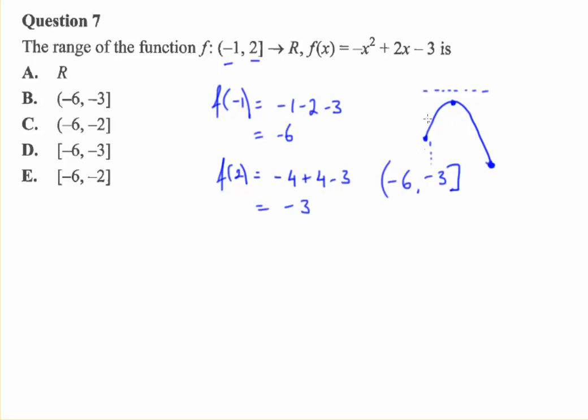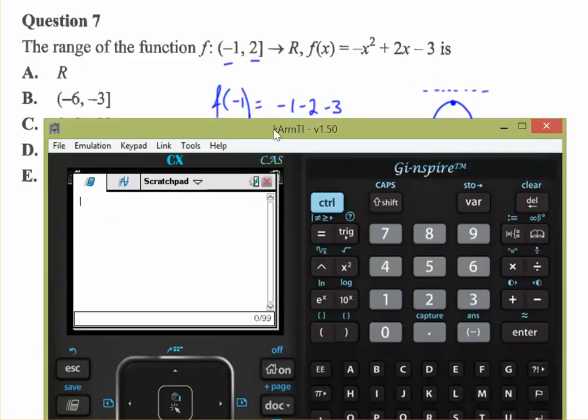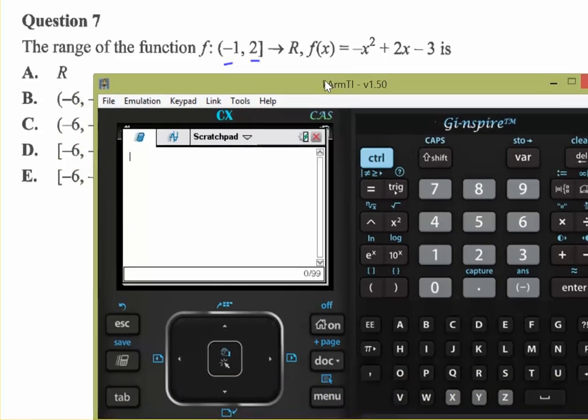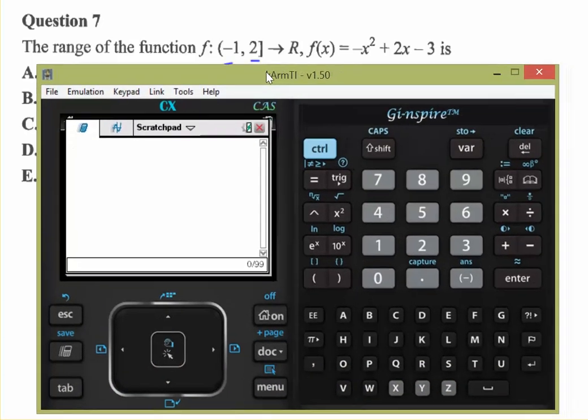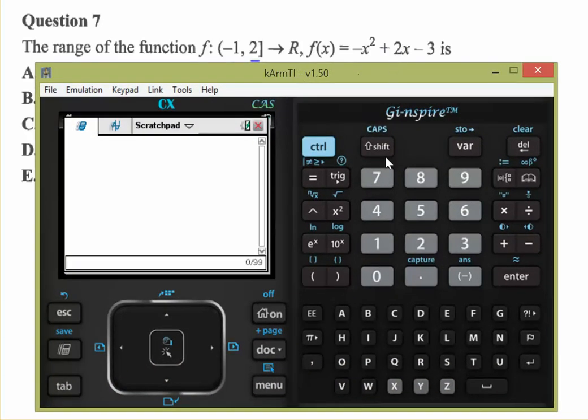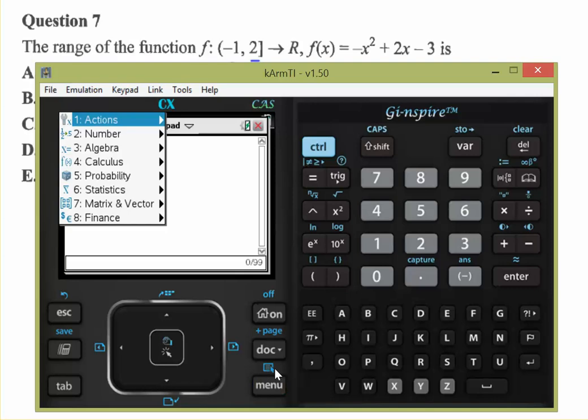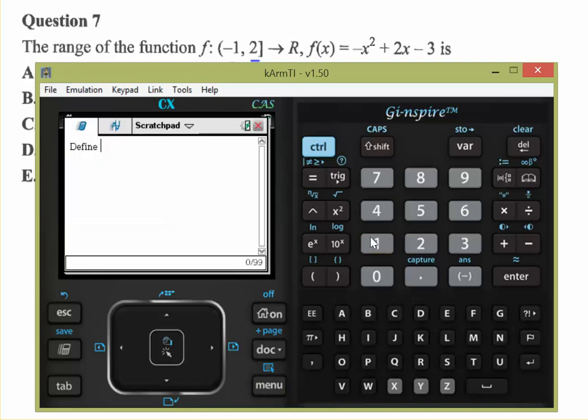So the best way to go about this would be to visualize the problem. Go straight to your CAS. Let's have a look. The first thing to do would be to define the function. So for this calculator, that's menu 1.1. Define f(x) equals -x squared plus 2 times x minus 3.